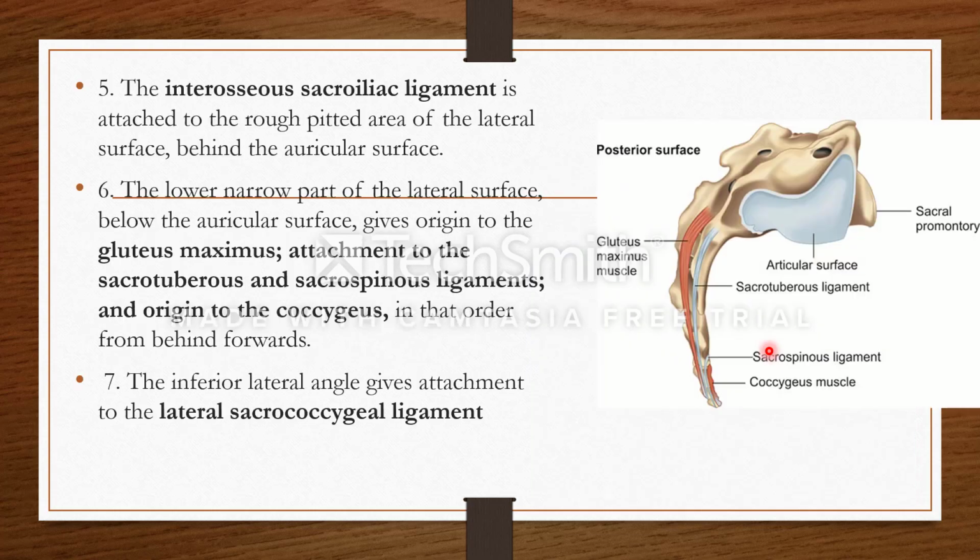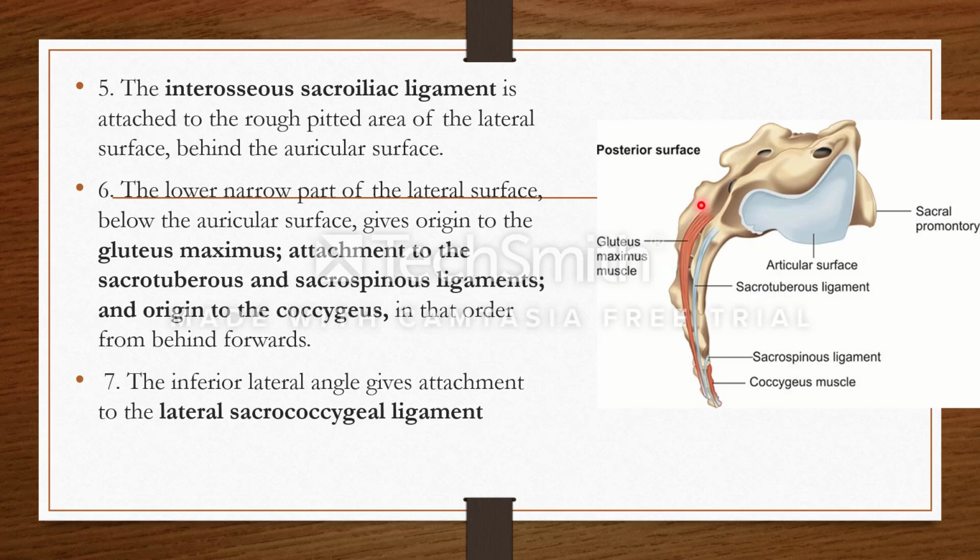Now there is the interosseous sacroiliac ligament which is attached to the rough pitted area of the lateral surface behind the auricular surface. This is the auricular surface, or the articular surface for the sacroiliac joint, and here the interosseous sacroiliac ligament is attached. The lower narrow part of the lateral surface below the auricular surface is giving origin to four structures.